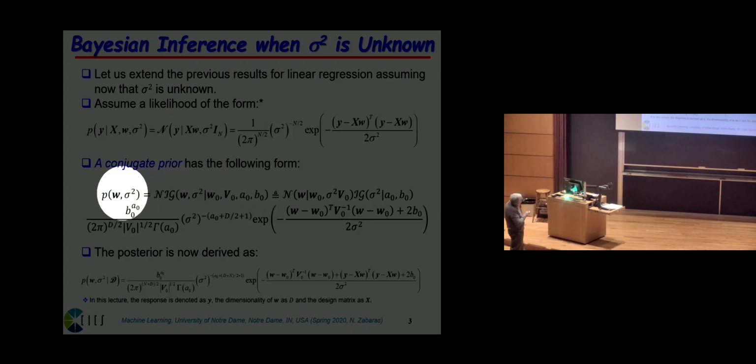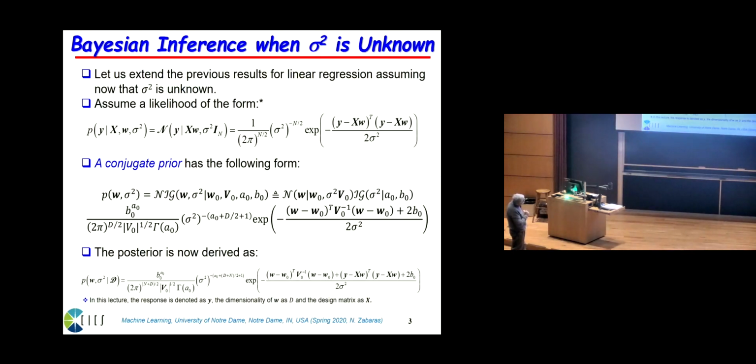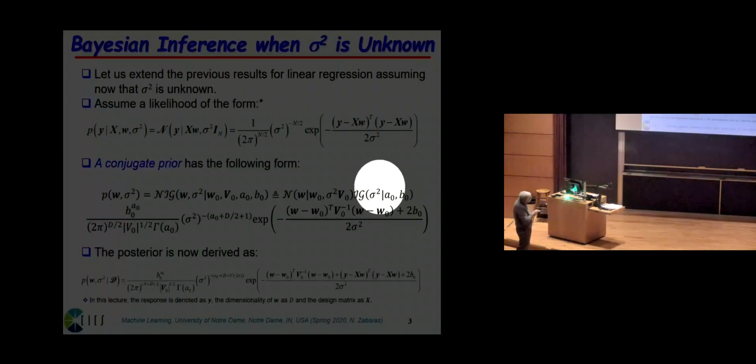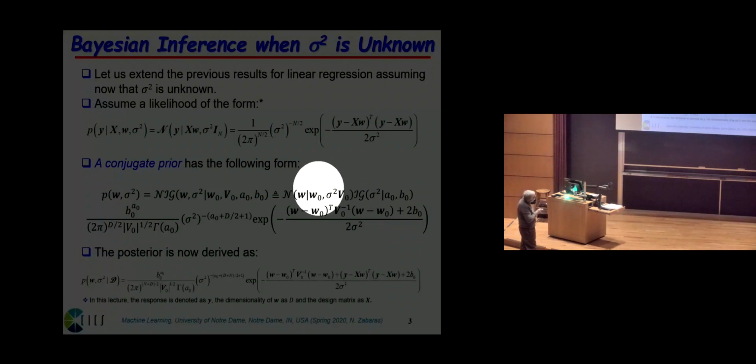If you write this as the conditional of W given sigma squared times some distribution of sigma squared, then the conditional distribution of W given sigma squared is a Gaussian, and the distribution of sigma squared is an inverse gamma distribution. And you notice the normal distribution has a mean W0, has a variance sigma squared times that matrix V0, and the inverse gamma distribution has two parameters, A0 and B0. And if I write that explicitly, you get this wonderful formula with all the normalization terms.